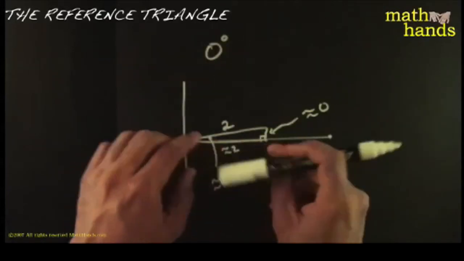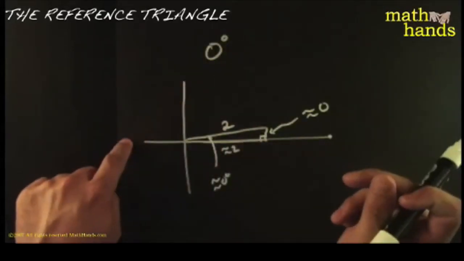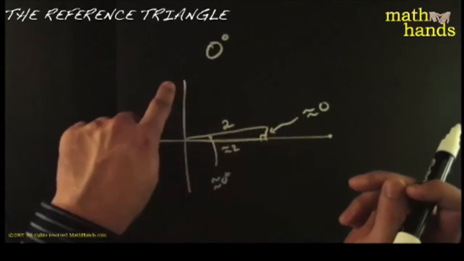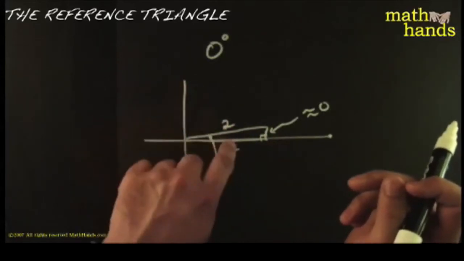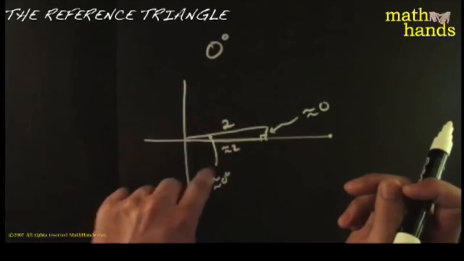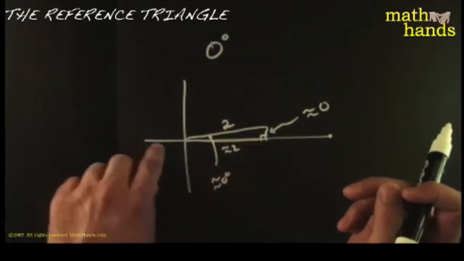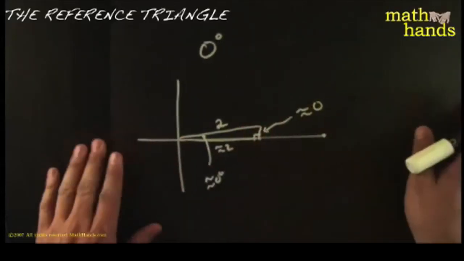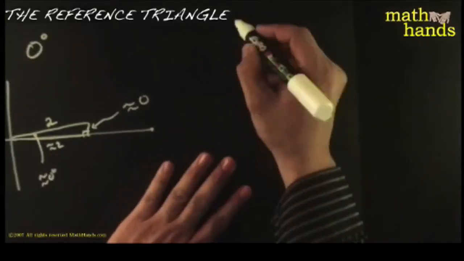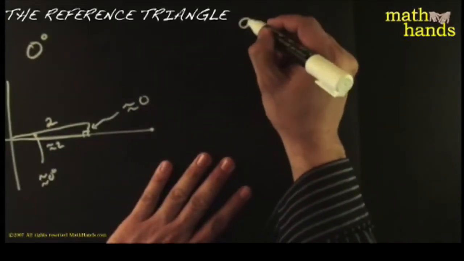Okay, this is how you would handle 0 degrees, and it turns out all of these will have a similar triangle like that. The ones that end up on one of the axes, on the y-axis, for example, if you do 90 degrees, if you do 180, if you do 270, or if you do negative 90 or negative 180, all of these will have a similar story. Let's try 90 degrees.